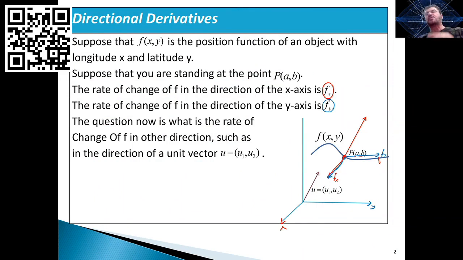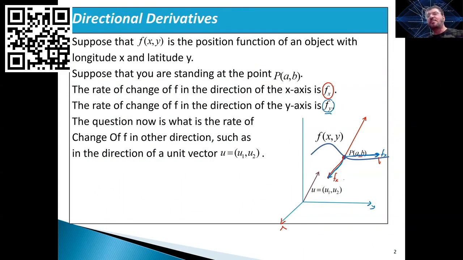So this is a nice interpretation of the meaning of the partial derivative. When you find the partial derivative of the function with respect to x, you're finding the rate of change or the velocity or the speed of the object if the object is moving in the direction of the x-axis. The partial derivative with respect to y will give me the velocity or the rate of change of the function when it's moving in the direction of the y-axis.